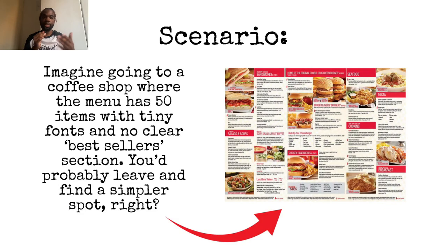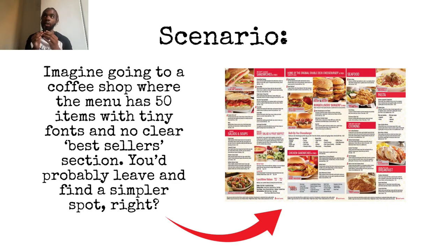Yeah, let's take up a scenario to understand this overall situation better. Imagine going to a coffee shop where the menu has so many items with tiny fonts and no clear bestsellers or section showing the best selling coffee, and you just leave and find an easy on the eye menu.